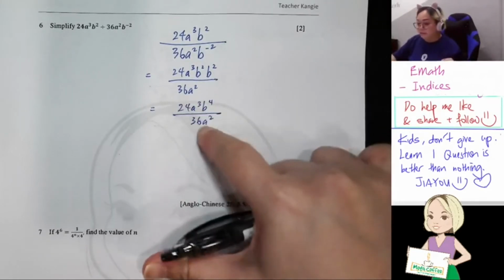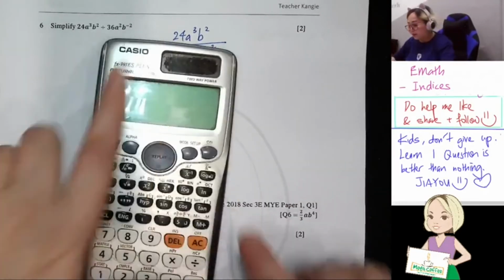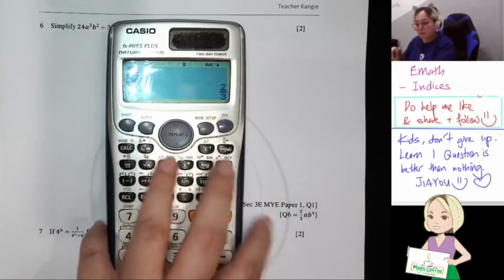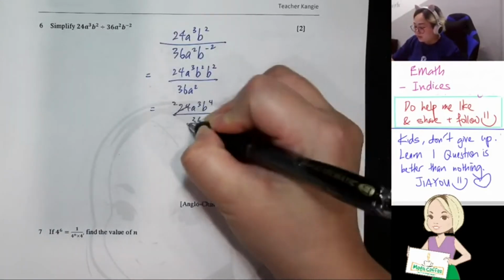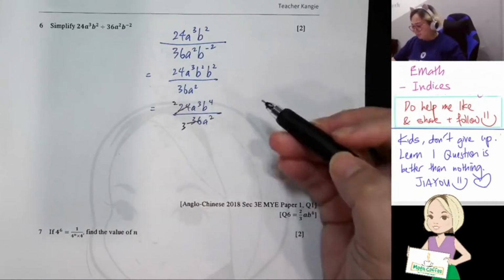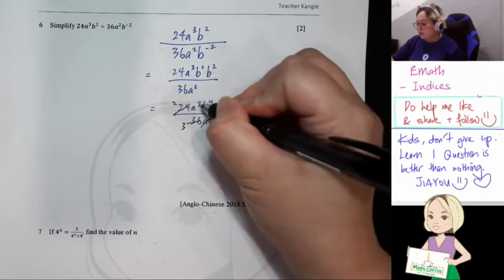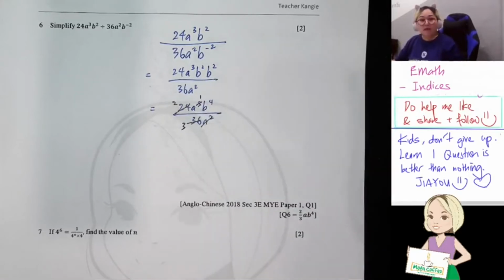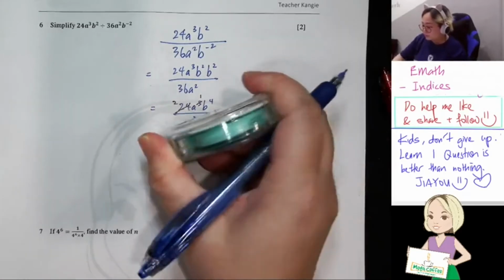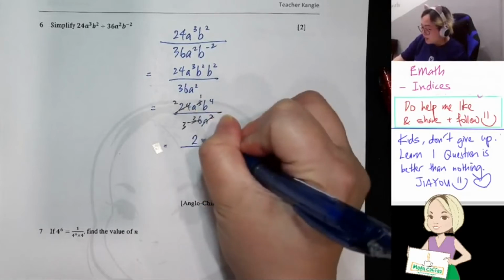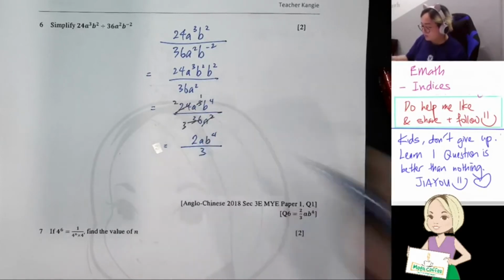So 24 and 36, if you don't know how to simplify, just press the calculator for fraction. 24 over 36, it gives me 2/3. So cancel 2, cancel 3. Okay, now a3 and a2. Cancel the smaller one, a square. 3 minus 2, so I left with 1 more a. B got no friend, stand alone, b4. So that means my final answer, wrong color.